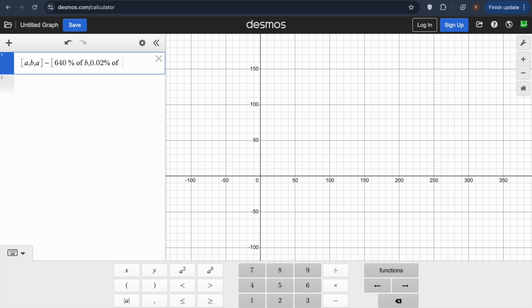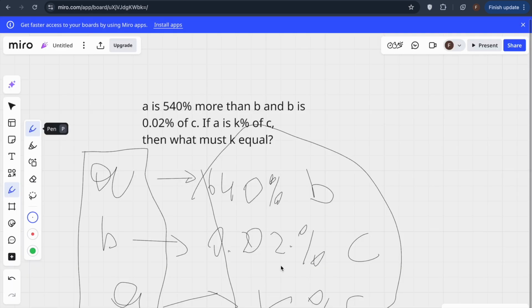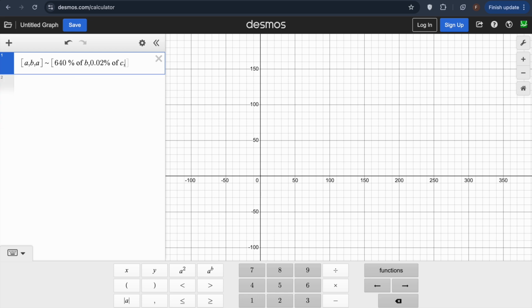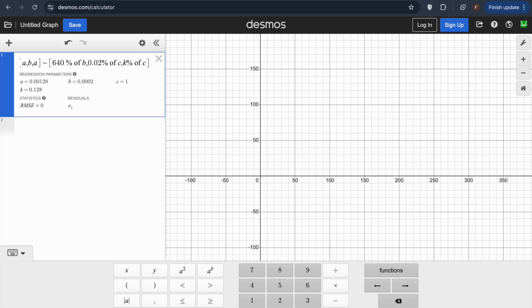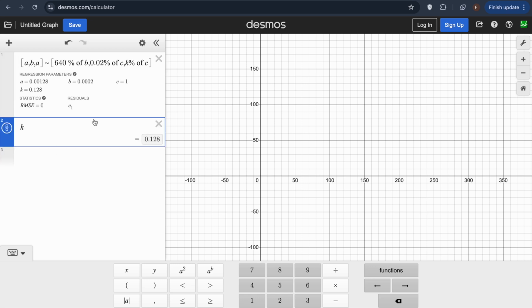Let's just add it. And then we know that A is K percentage of C. K percentage of C. And Desmos would automatically find our K. It would be 0.128.